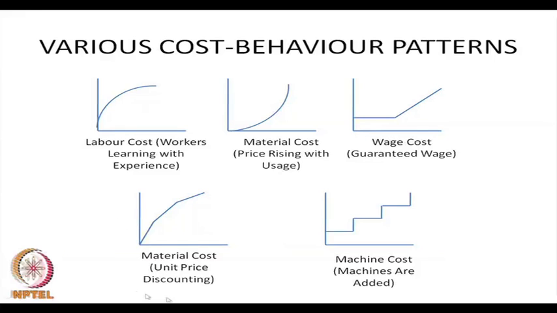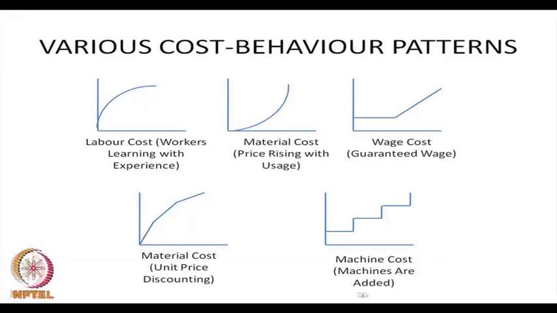Here is an example of material cost. If you go for purchasing more material, then because of unit price discounting, you get some discount for the amount higher than this. So, the cost can droop like this. So, material cost can have a variation such as this.